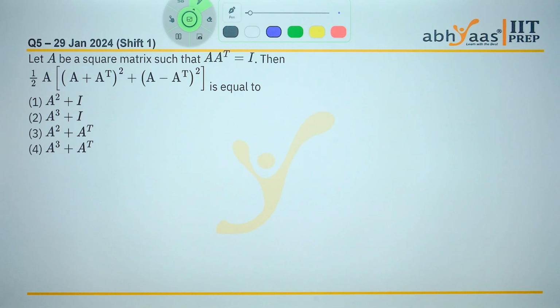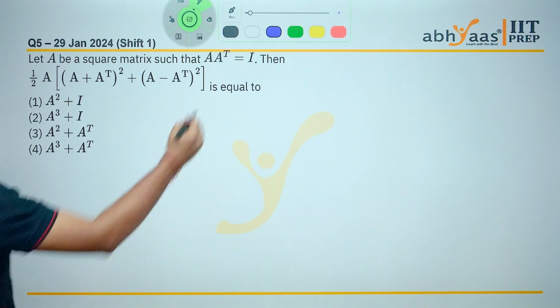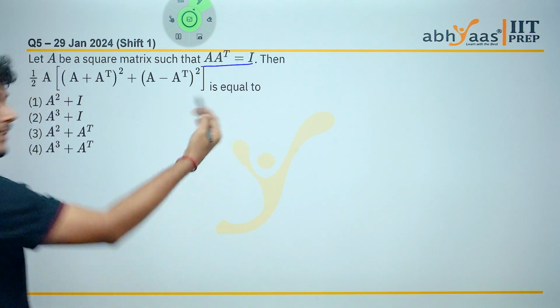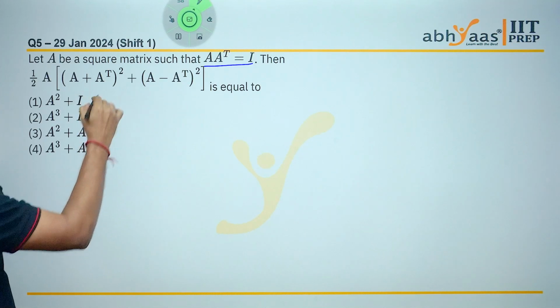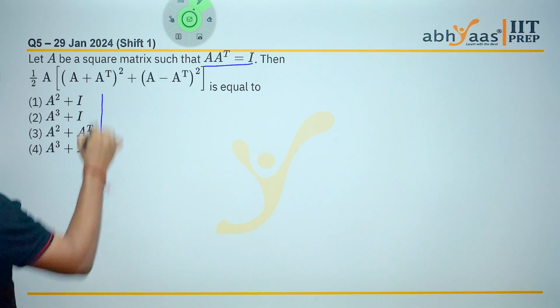Let A be a square matrix such that A into A transpose equals identity. Then half of A into (A plus A transpose) whole square plus... Okay, good. We have been given this. If we expand this, actually this is a simple question only.